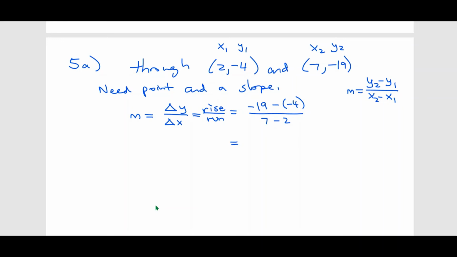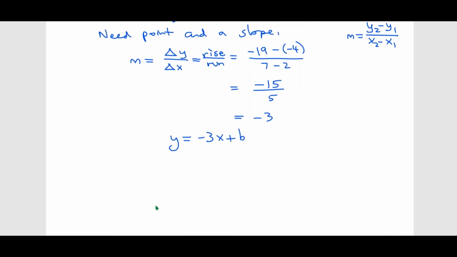-19 minus -4 is the same as -19 plus 4. So that's -15. 7 minus 2 is 5. -15 divided by 5 is -3. So I know my slope is -3. So here's my line. y equals -3x, but I don't know my b.